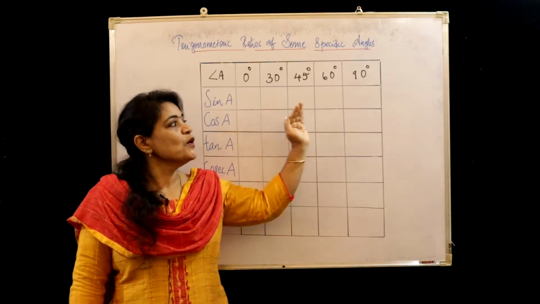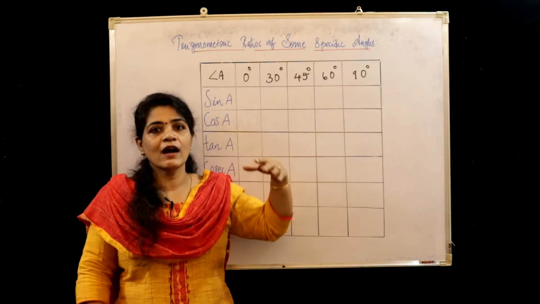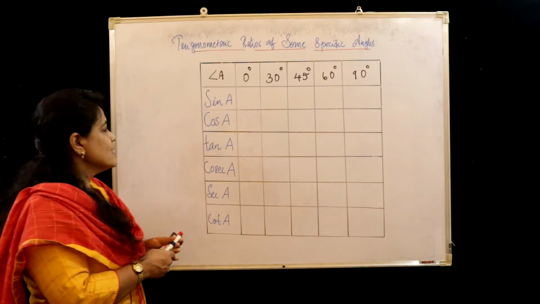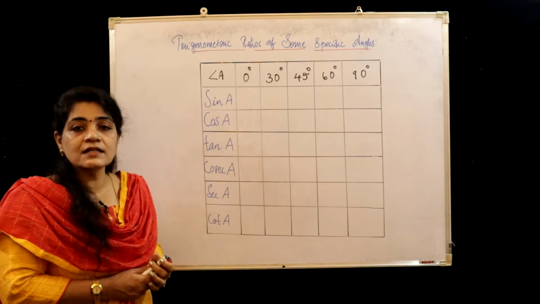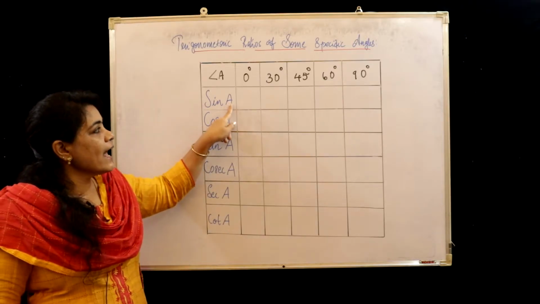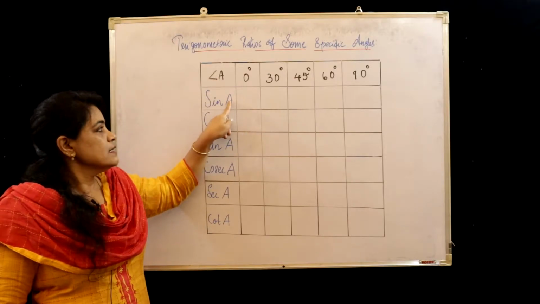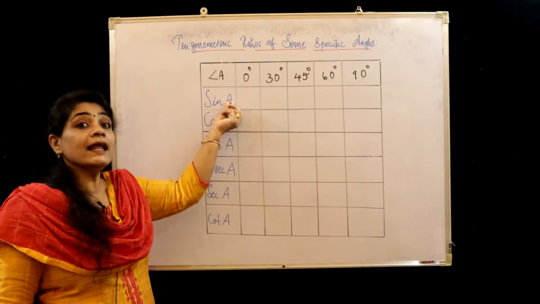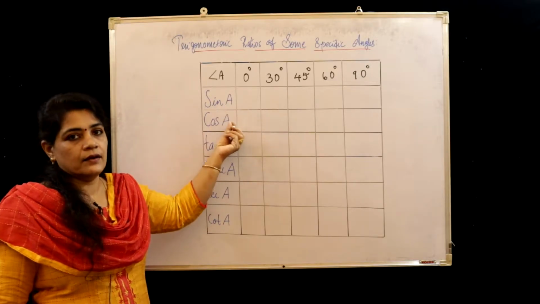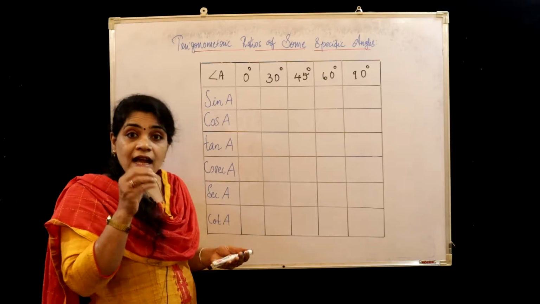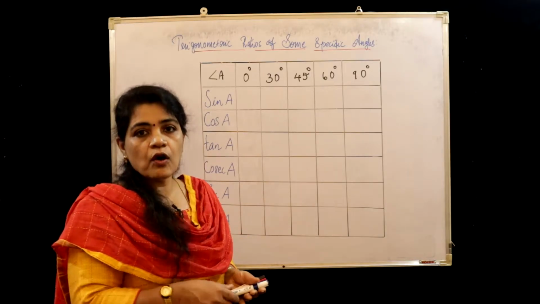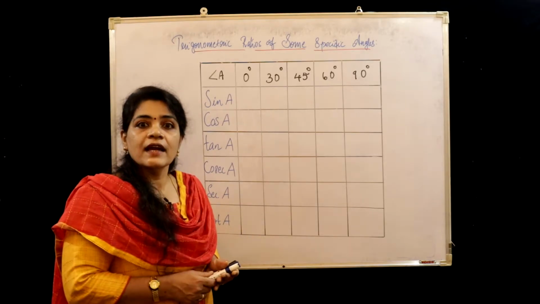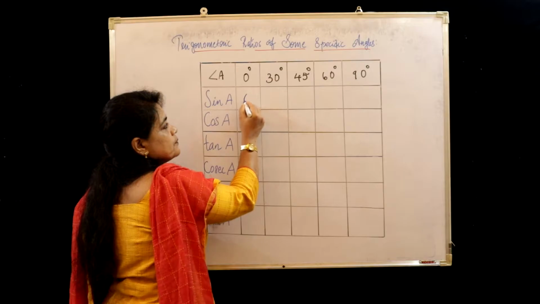So I am going to fill the first row, that is the values of sine. Children, you start with 0, that is sine 0. Its value is 0 itself. See children, here angle A, in sine A we are discussing the acute angle A. So when the measure of that angle is equal to 0, what will be the value of sine 0? That is 0.